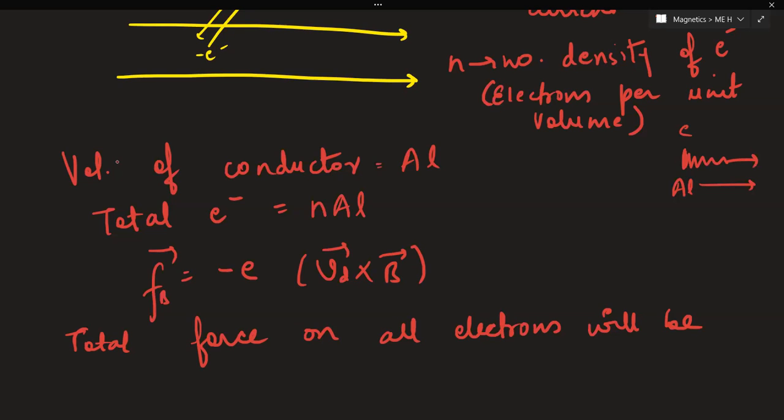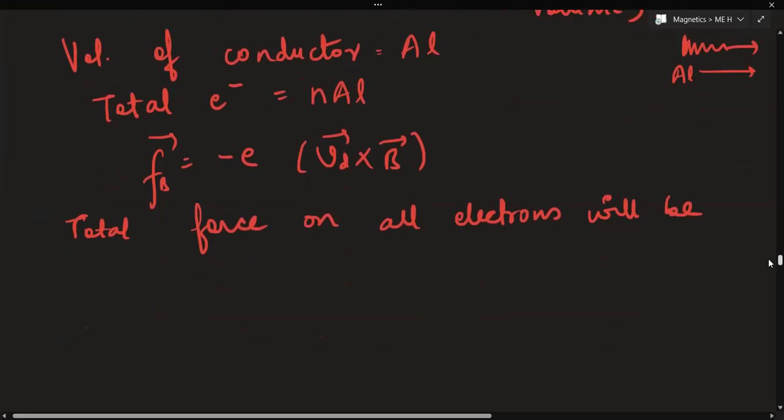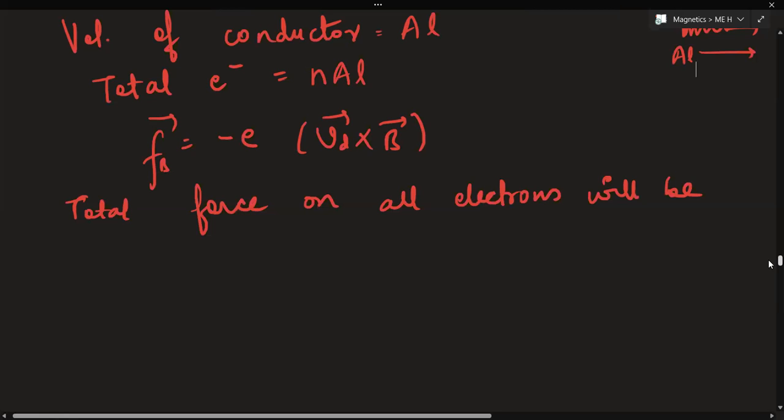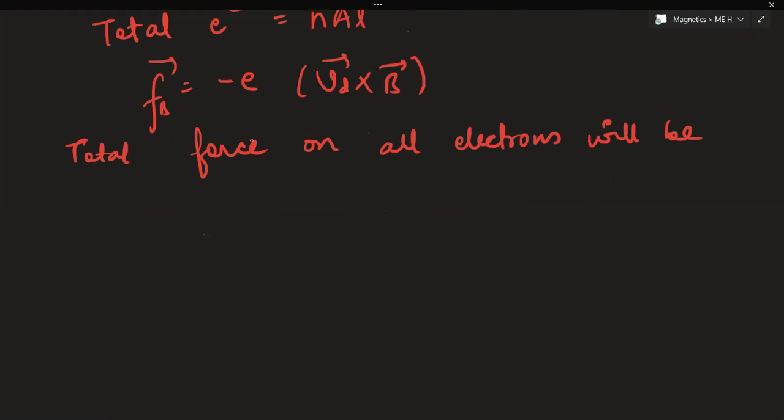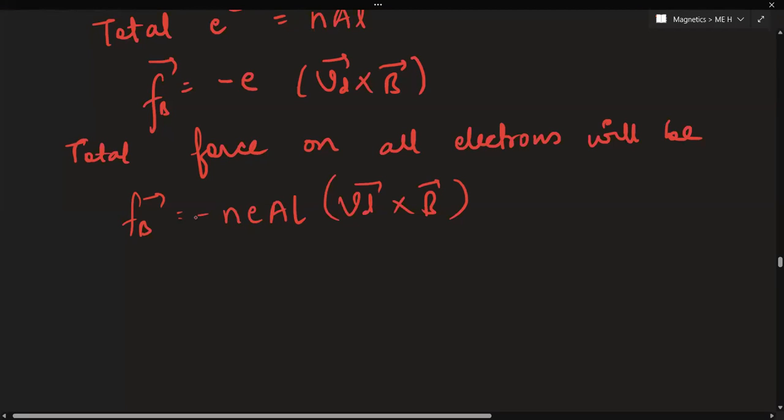And right now we have studied that net force is what? Minus E Vd cross B. So put the value of total electrons. Total force on all electrons will be what? This is the force on a single electron. Right now we have studied this. So total force on all the electrons, instead of E, this becomes NEAL Vd cross B. I'm writing negative sign just to show that this is an electron, a negative charge is there.